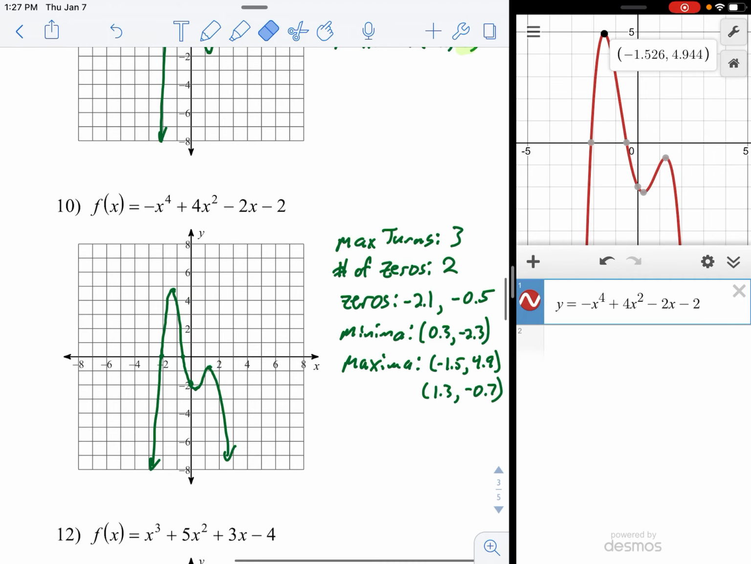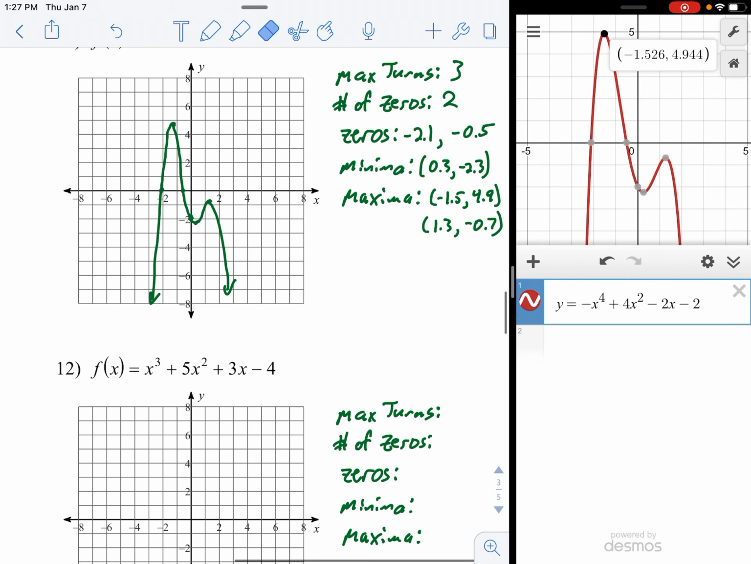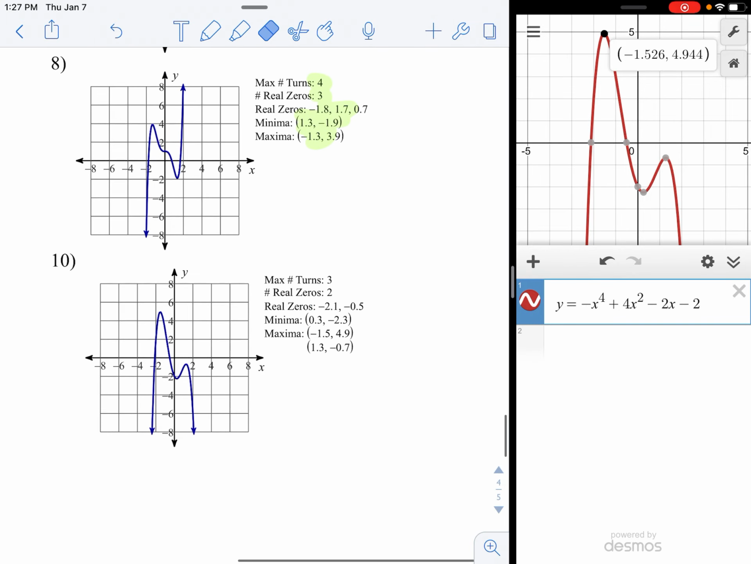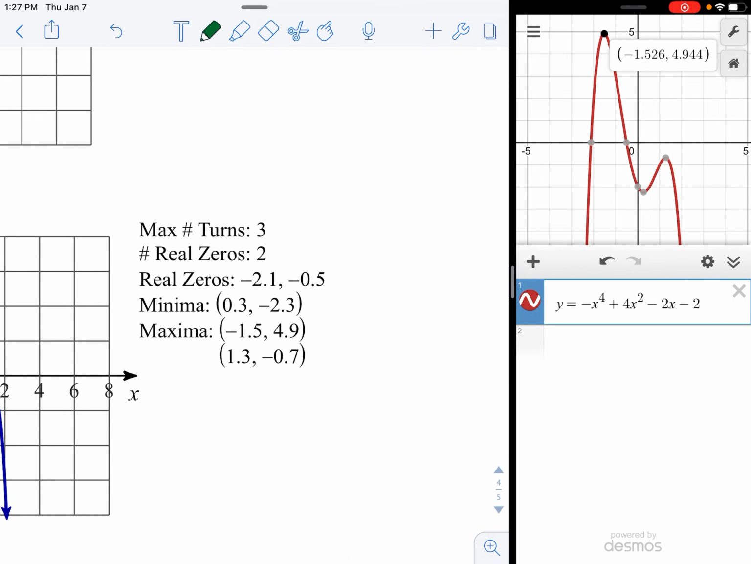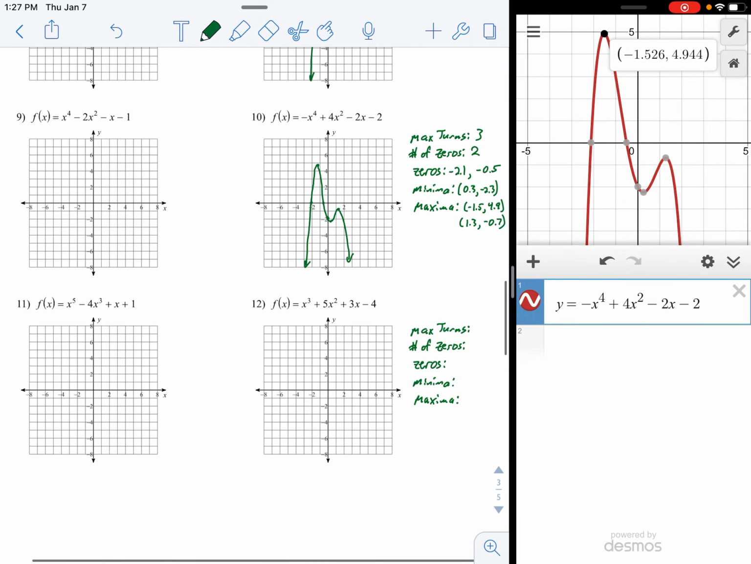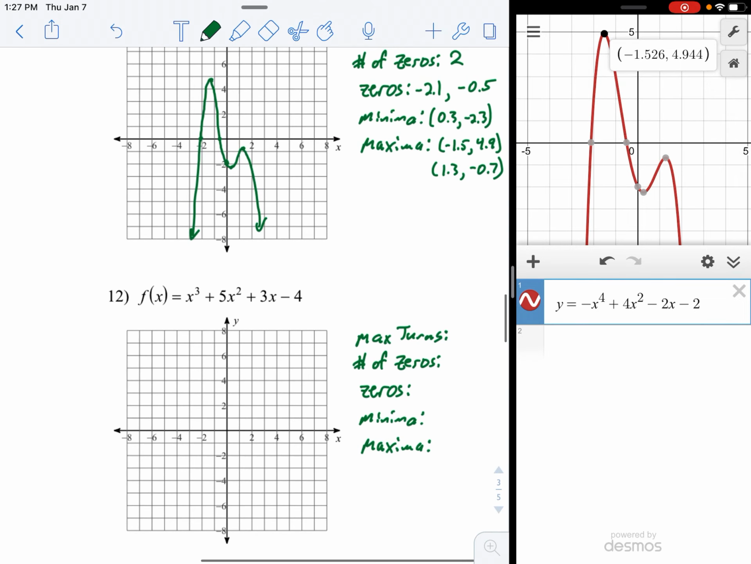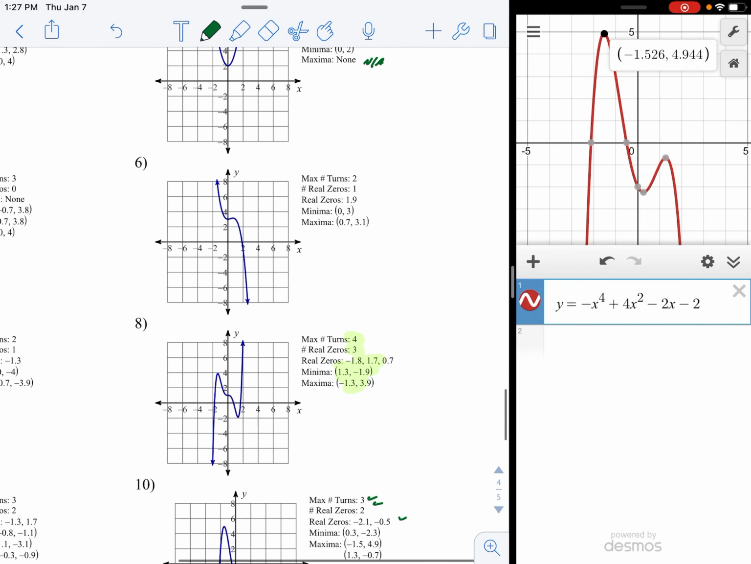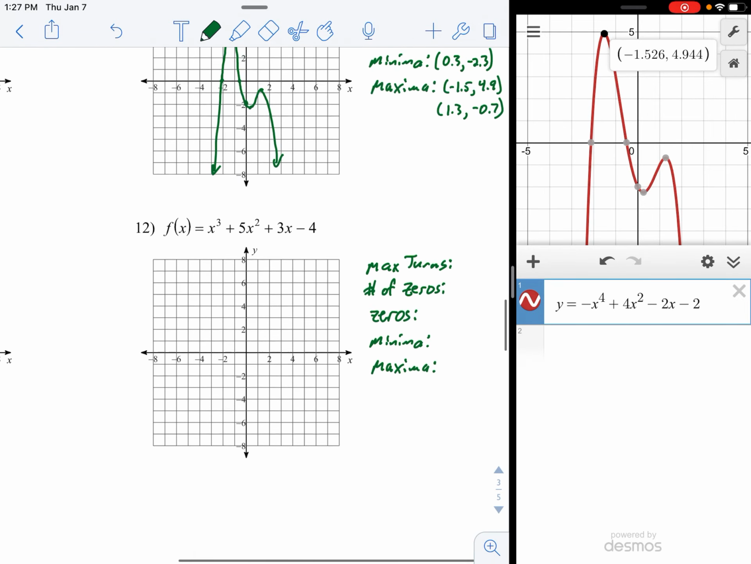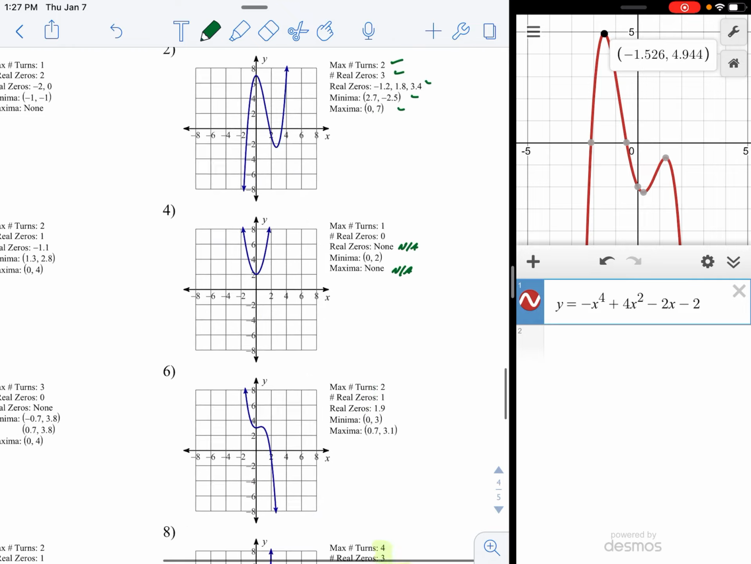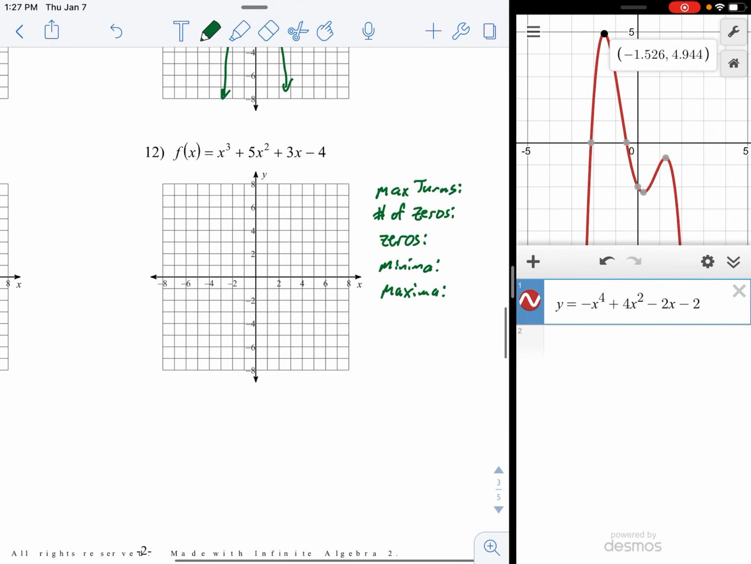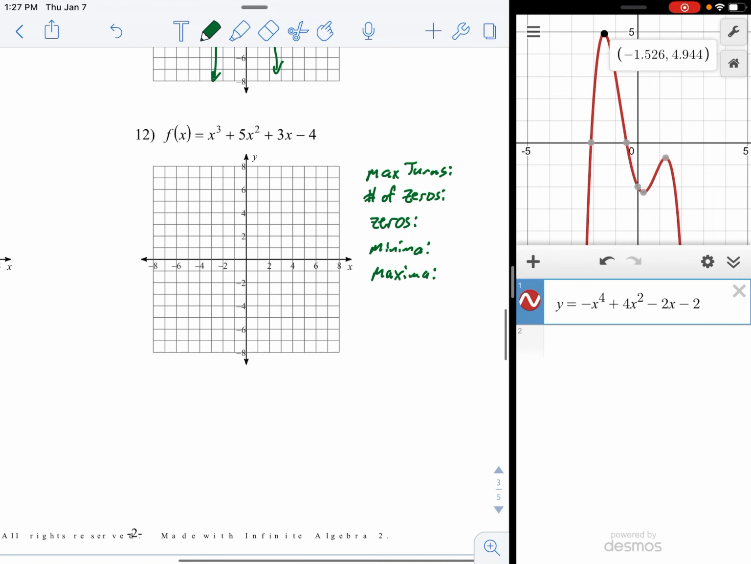All right. I haven't been checking myself. Gosh darn it. All right, number 10. And it's a lot to remember. So 3, 2, negative 2.1, negative 0.5. Yep. And then 0.3, negative 2.3. Yep. Negative 1.5, 4.9. Yep. 1.3, negative 0.7. Yep. All right. Checking these is just a pain. But the good news is there's only one left.